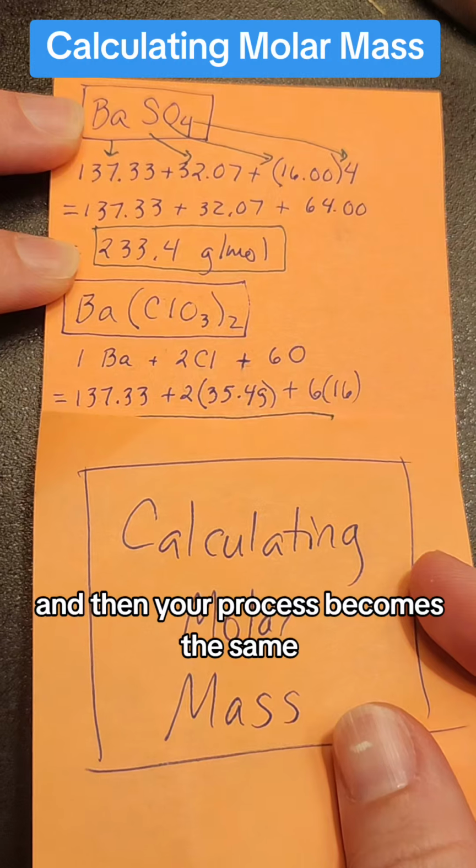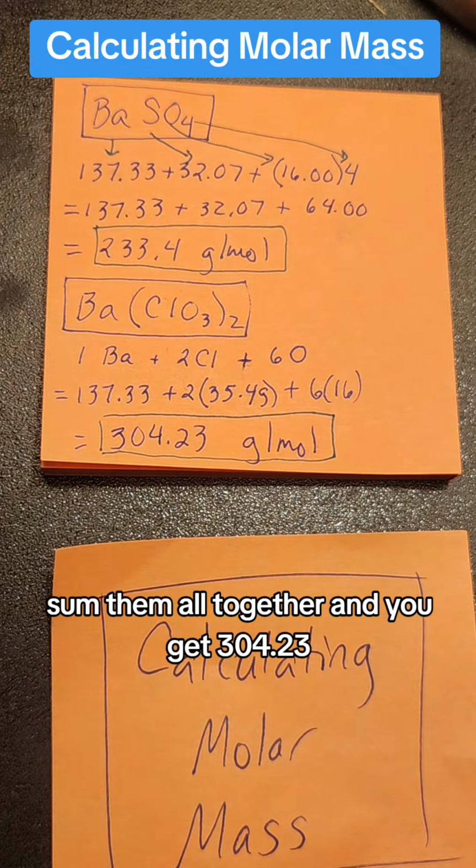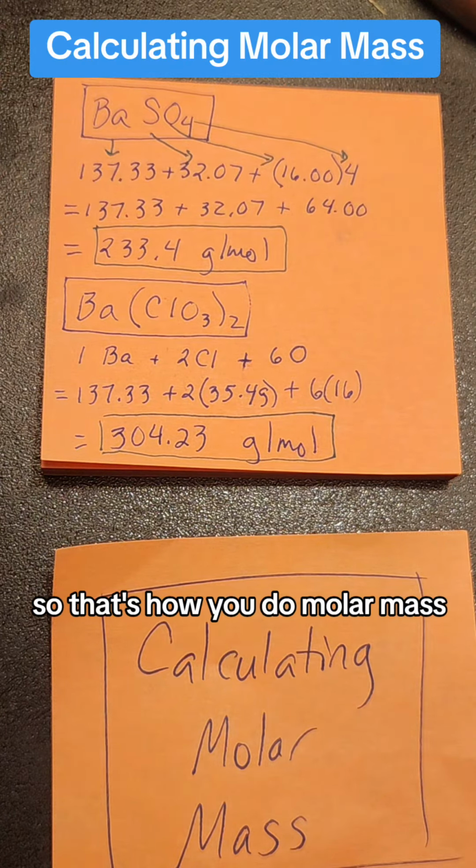And then your process becomes the same. There's your barium, and then 2 times your chlorine, and then 6 times your oxygen. Sum them all together, and you get 304.23. So that's how you do molar mass.